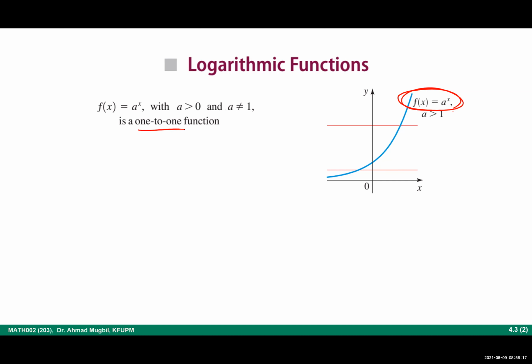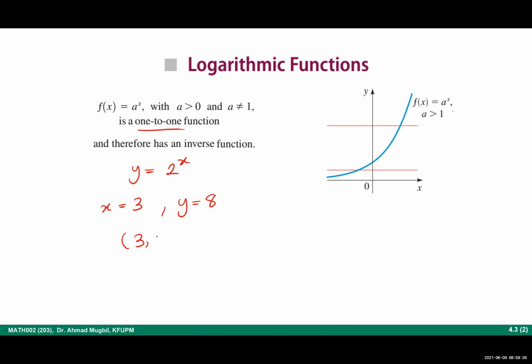Because it is one-to-one, it has an inverse. The question is, what is its inverse? To understand this, let's think about this specific exponential function, for example, 2 to the power x. If x is 3, what is y? y is 8. So we have the point (3, 8) on the graph of this function.